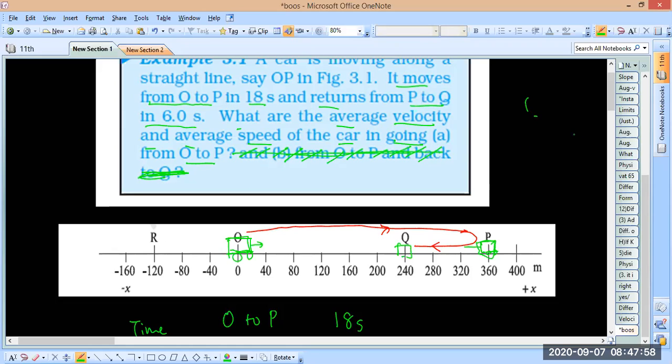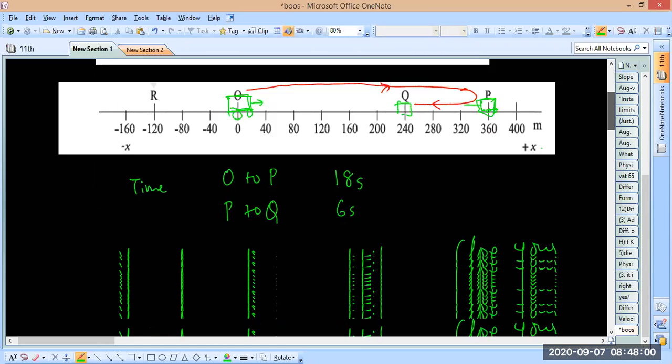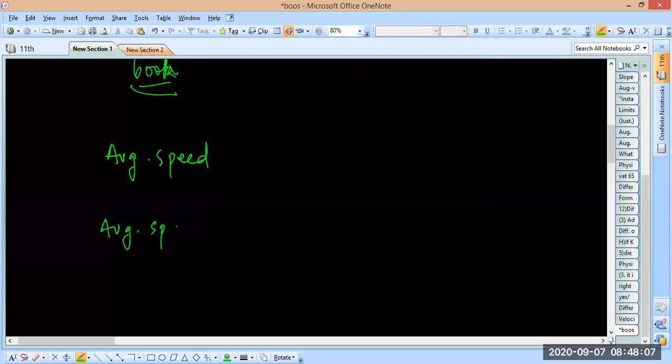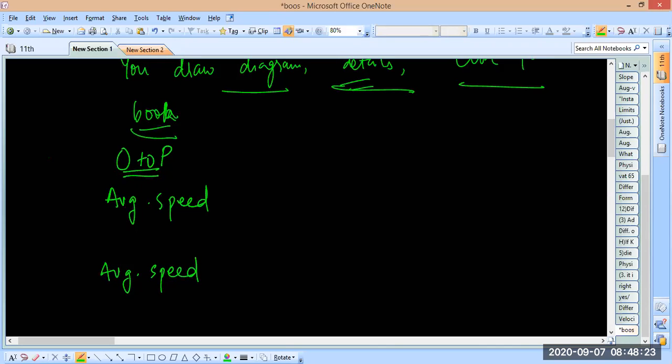What do we want to find? We want to find average speed, and we want to find average velocity. Now, before you start, here you should put a little title: you are studying the motion of the vehicle from O to P. Yes or no? Everyone, is that clear? Because we are still solving the first part of the question, the A part, not the B part, only the A part. Right, well done. Okay, so let's start.